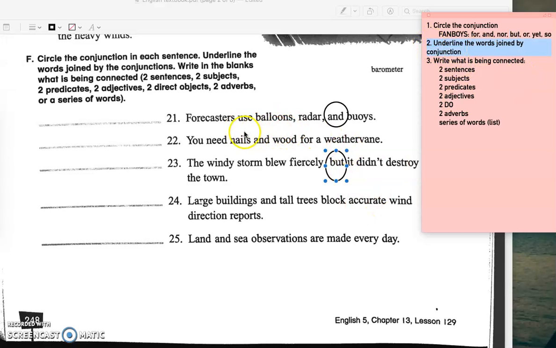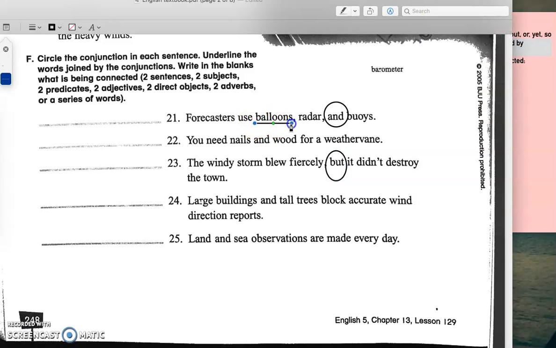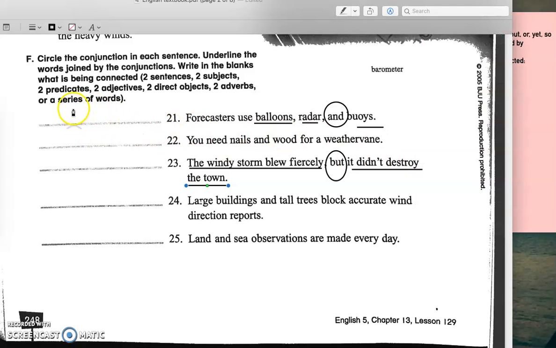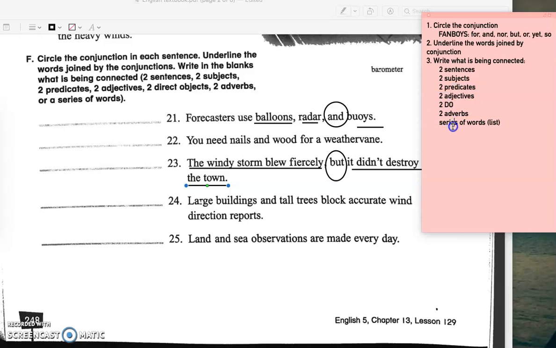So back to 21. Forecasters use balloons, radar, and buoys. What are the words being joined by the word and? Balloons, radar, and buoys. 3 things. 23. The windy storm blew fiercely, but it didn't destroy the town. This time it's connecting 2 different sentences, right? Now, last one. Write what's being connected. For 21, we've got the list. So you can write list here, or a series of words. And for 23, it's connecting 2 different sentences. So you would write 2 sentences here.